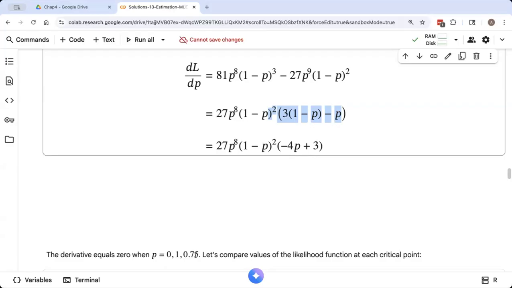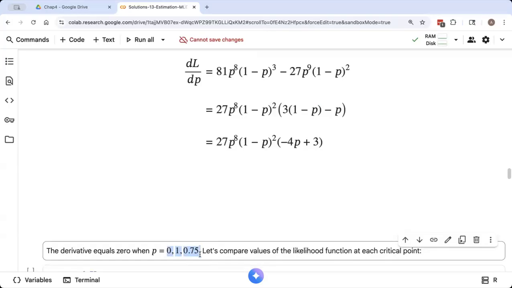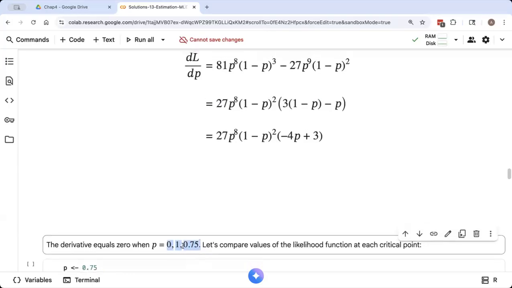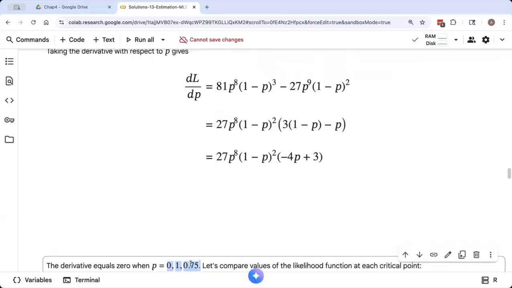If you want to think about a domain for P, I suppose it is a proportion. So P has a minimum value of 0 and a maximum value of 1. So the endpoints of our domain of interest for P also happen to be critical points. So the maximum is going to occur at one of these three values for P. And we want to check the value of the likelihood function at each of these values.